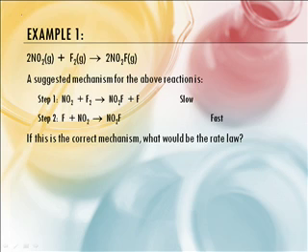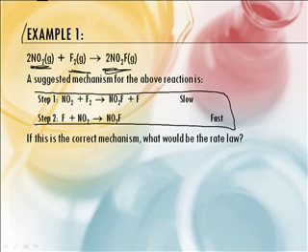Here's a reaction. Here is NO2 plus F2 makes two NO2F. But it turns out that the steps of this reaction are this and this. Proposed steps, suggested, so a mechanism. Well, first of all, let's kind of talk this through. First of all, let's identify some things here.